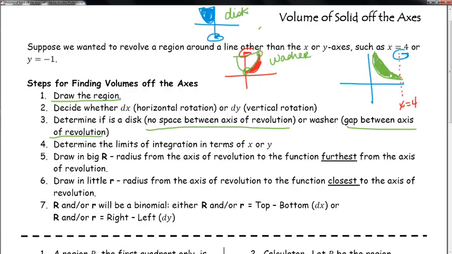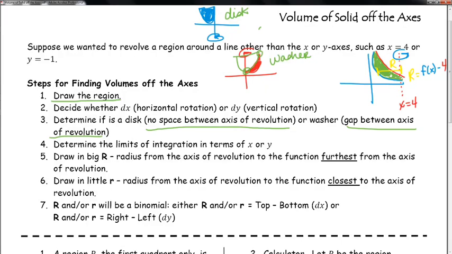Your big R is going to be, notice I'll do blue as the outside function, and I'll do red as the inside function. Your big R is going to be how far away your blue function is from your axis of revolution. So this is your big R. And so I'm going to be subtracting my blue function from 4, where my axis of revolution is.